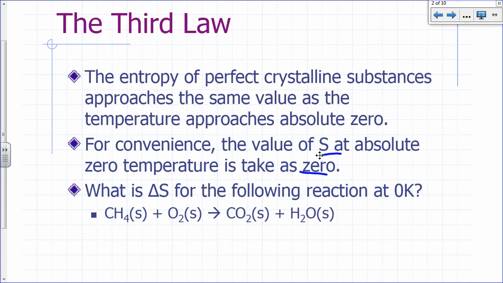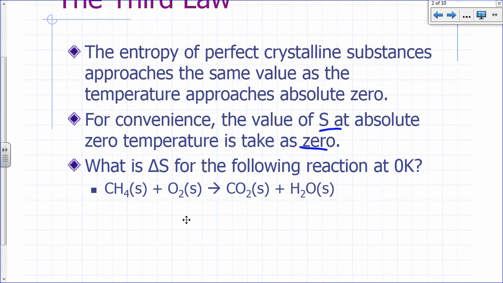Because that puts it in line with our notion of what? At absolute zero, how many ways can you distribute thermal energy among the molecules? One way, and natural log of 1 is 0. Okay, so that's a good way to justify taking it as 0. But the third law of thermodynamics simply says it approaches the same value as temperature approaches absolute 0.